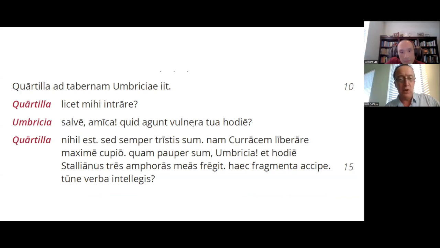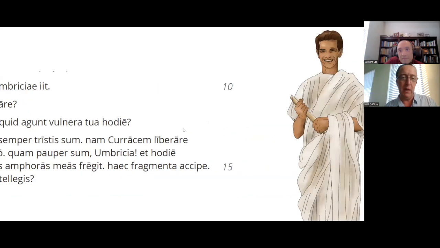Just to quickly zip you through here, later on, we see her saying, "Sed sempre Tristus sum nam caracem liberare maxima." I really want to free myself, but I'm poor. So she's thinking, how can I get the money together to buy my son from Gisco and free him?